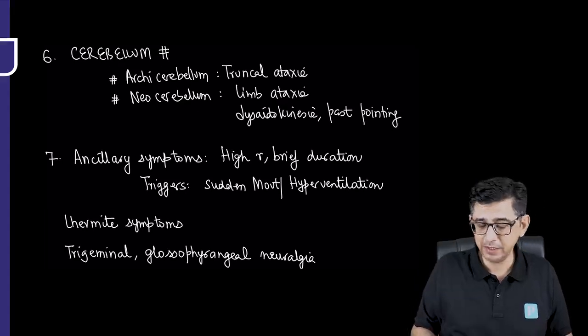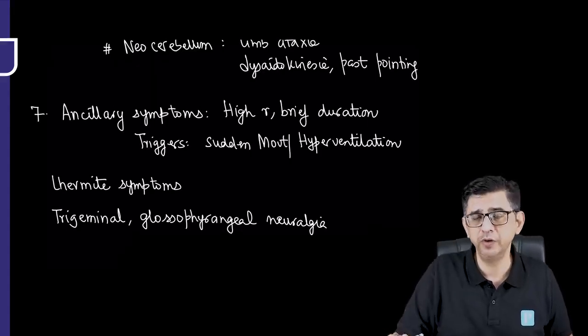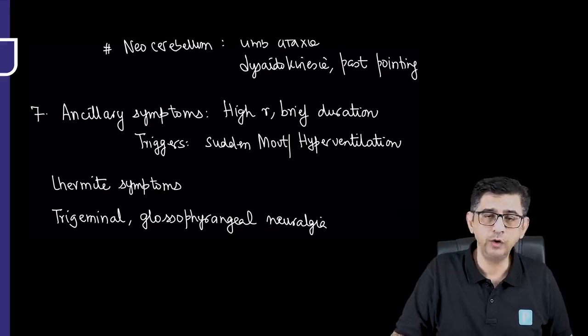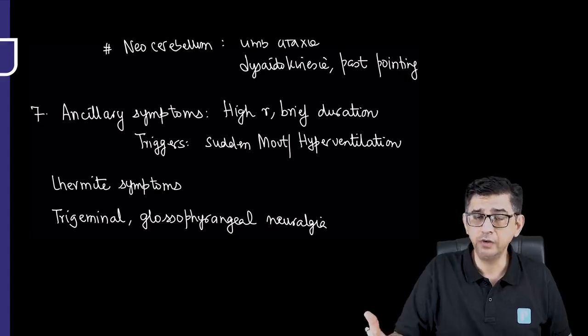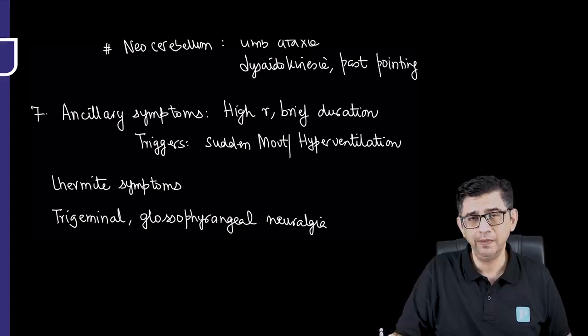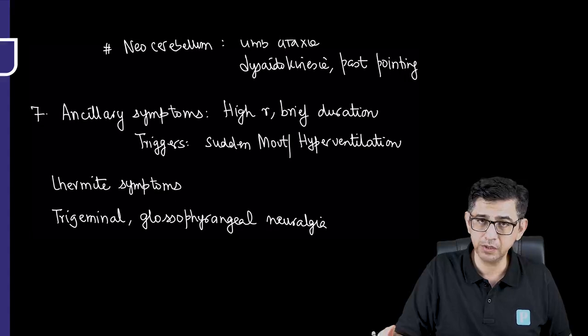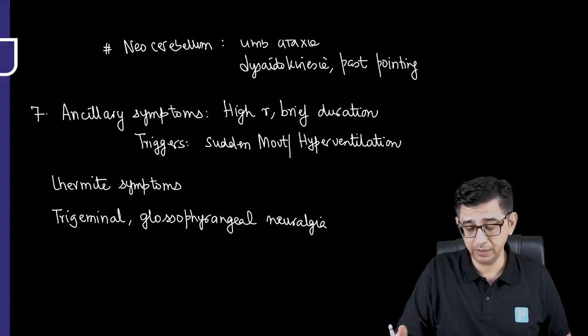Then comes ancillary symptoms, which are high frequency, brief duration symptoms, and the usual triggers for this could be in the form of sudden movement or a hyperventilation. Traditionally, we read about hyperventilation triggering absence seizure, but today I'm teaching you that some symptoms of multiple sclerosis can be triggered by hyperventilation or sudden movement.